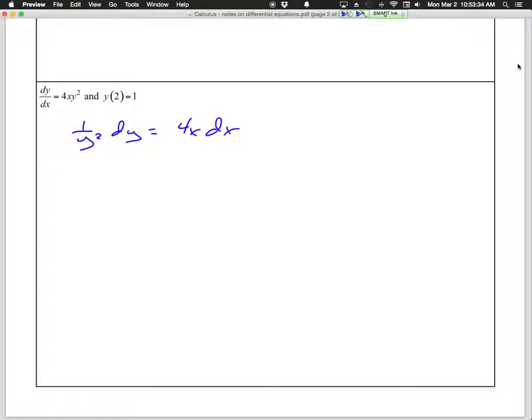Very good, Rob. Now notice that I kept the coefficient of 4 on the right side. Always keep your coefficients on the right side. It can get confusing if you move the coefficients. All right, now what do we want to do? Integrate. So the right one is easy. What do I get when I integrate 4x? 2x squared.